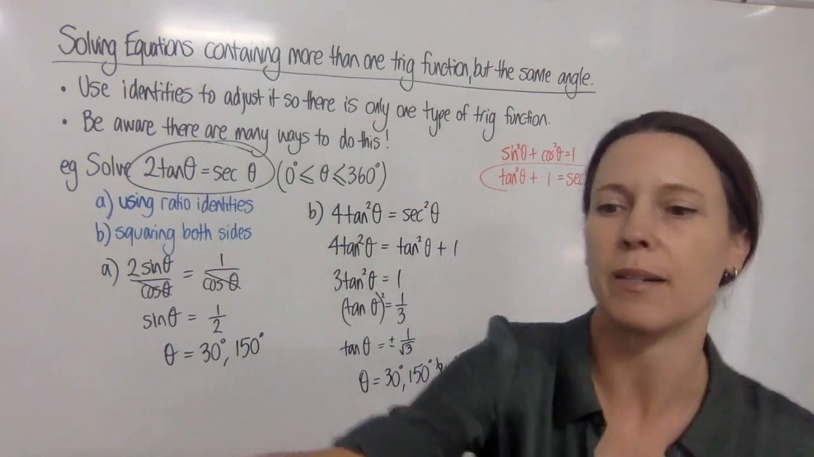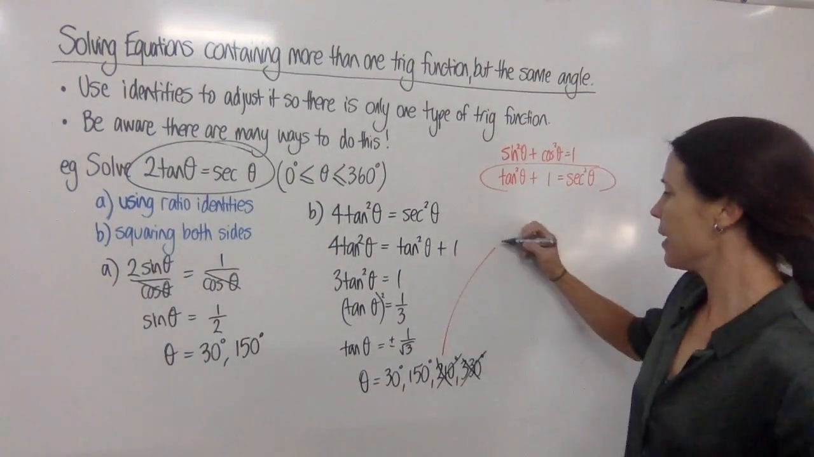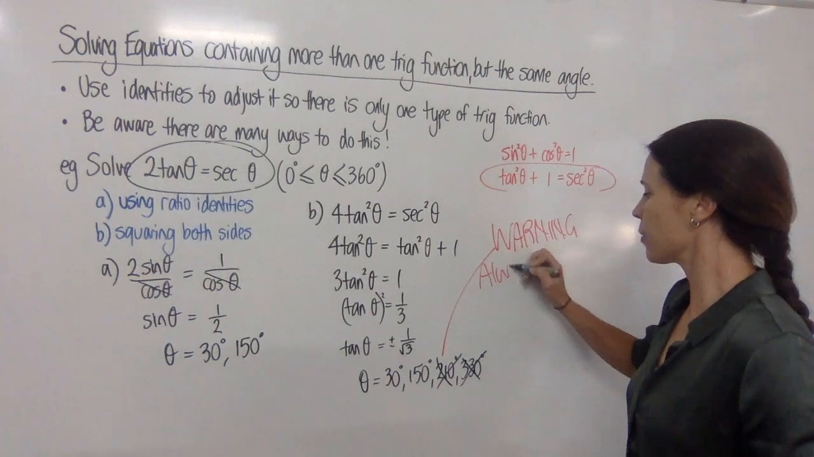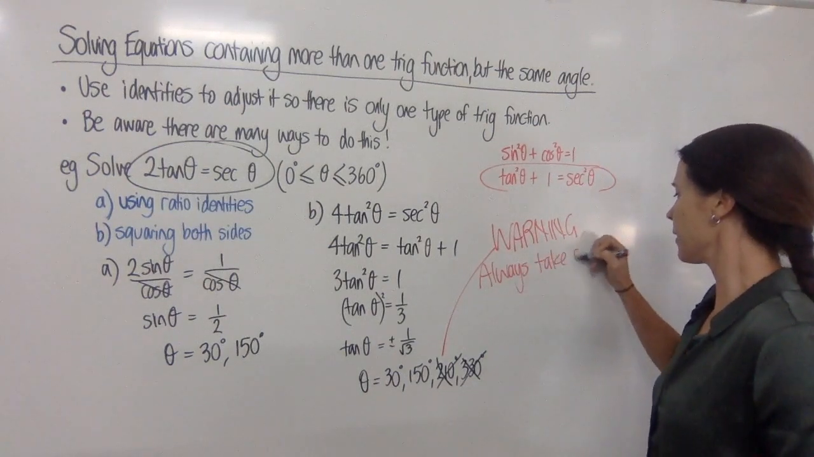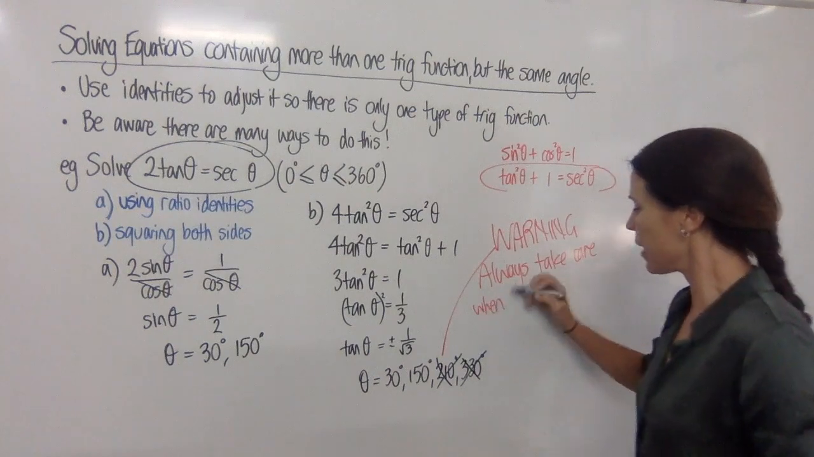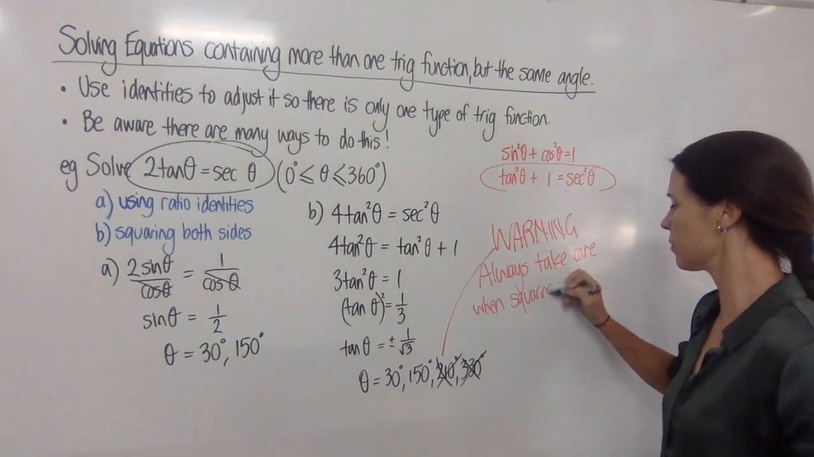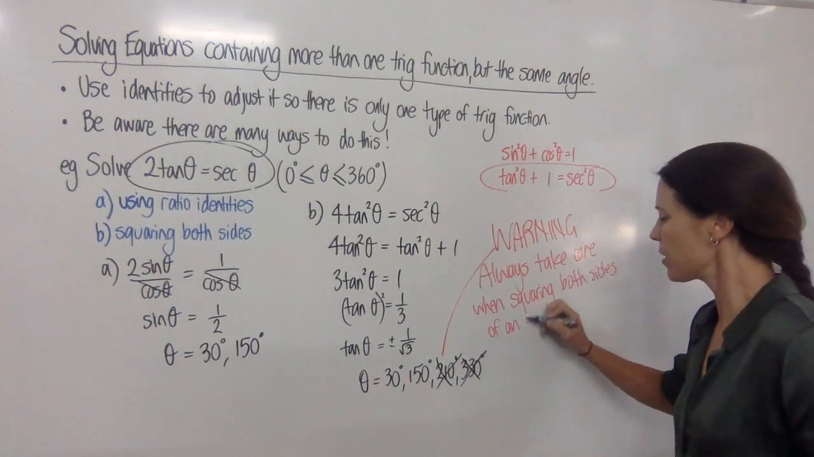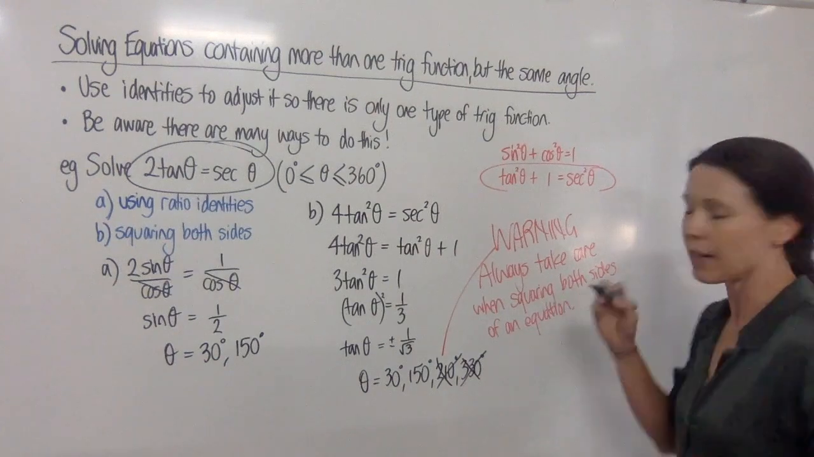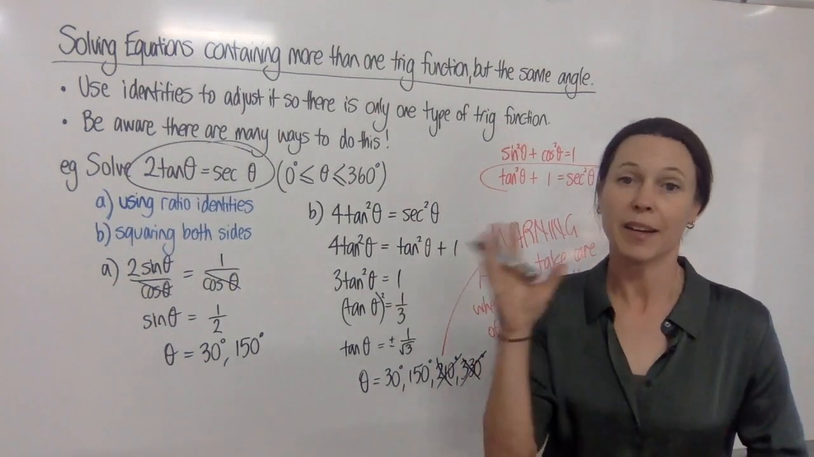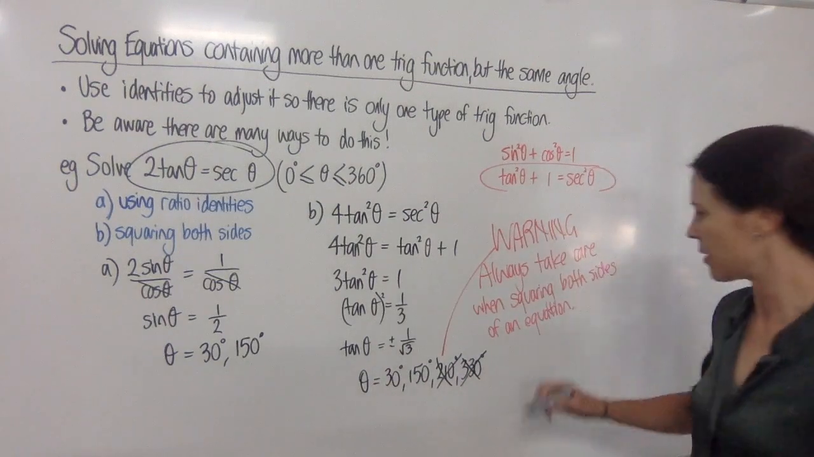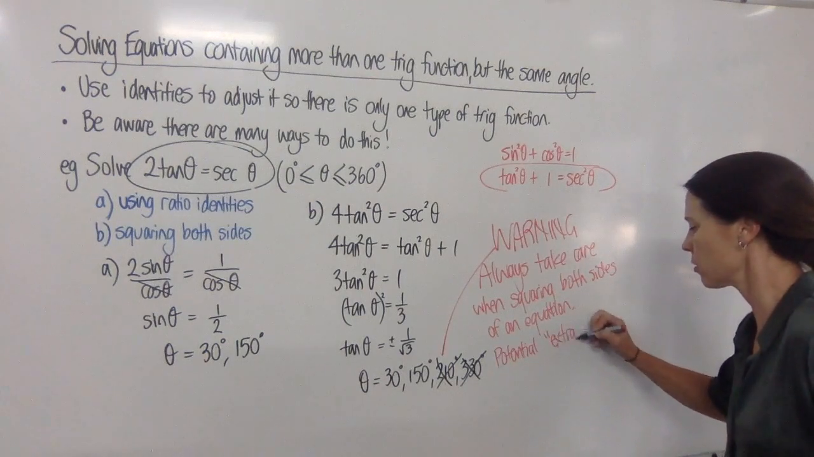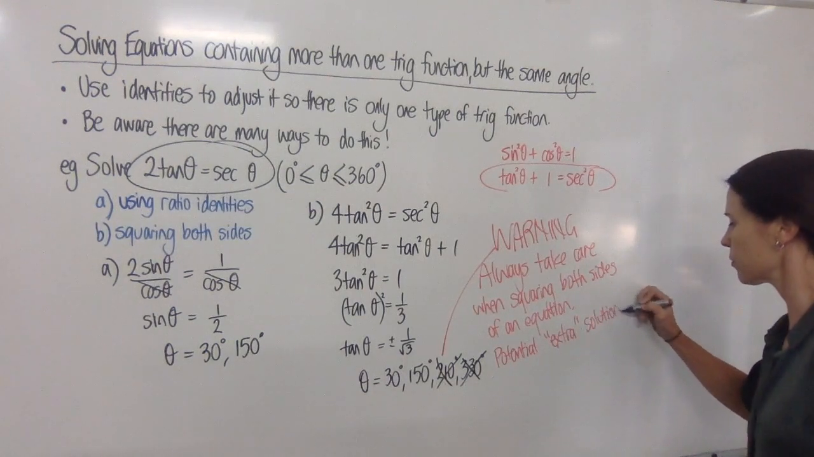I recommend we take a red pen or a highlighter or something like that and we say, warning, always take care when squaring both sides of an equation. And the reason that we need to take care is because it can introduce potential answers that are not actual solutions. So let's write that down, potential extra solutions that are not correct.